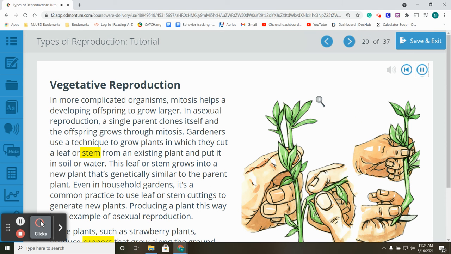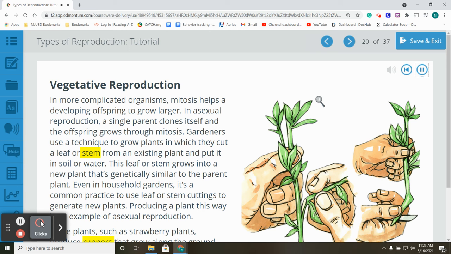Vegetative reproduction. In more complicated organisms, mitosis helps a developing offspring to grow larger. In asexual reproduction, a single parent clones itself and the offspring grows through mitosis. Gardeners use a technique to grow plants, in which they cut a leaf or stem from an existing plant and put it in soil or water. This leaf or stem grows into a new plant that's genetically similar to the parent plant.